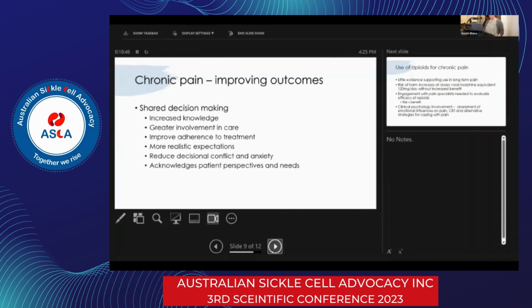And also managing expectations. It's not always possible for a person to have no pain in their lives, and it's important that it's acknowledged that there's always a degree of pain for some people. Managing and maintaining function and being able to cope with it is important. We find that shared decision making helps reduce decisional conflict, so we're not headbutting with our patients about what treatment they have and don't have, and it acknowledges their perspectives, which includes their cultural needs as well.